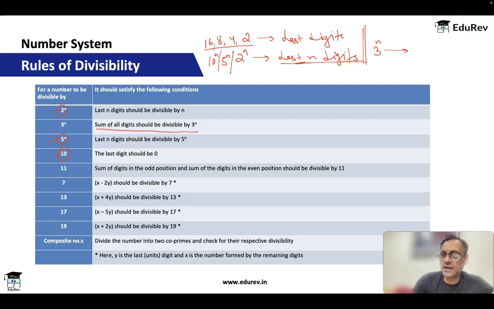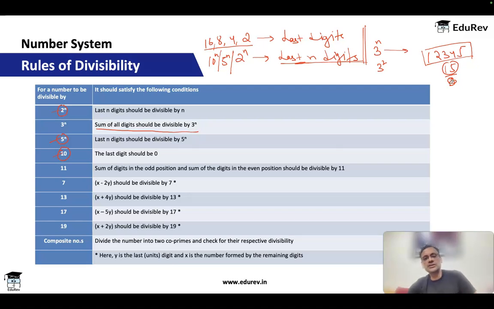Let's say I have the number 1, 2, 3, 4, 5, and I want to check divisibility by 3. I will add all the digits. I get 15, and because 15 is divisible by 3, the number is divisible by 3. If you want to check divisibility by 3 square, which is 9, the rule is the same. The total is still 15, and 15 is not divisible by 9, hence the number is not divisible.